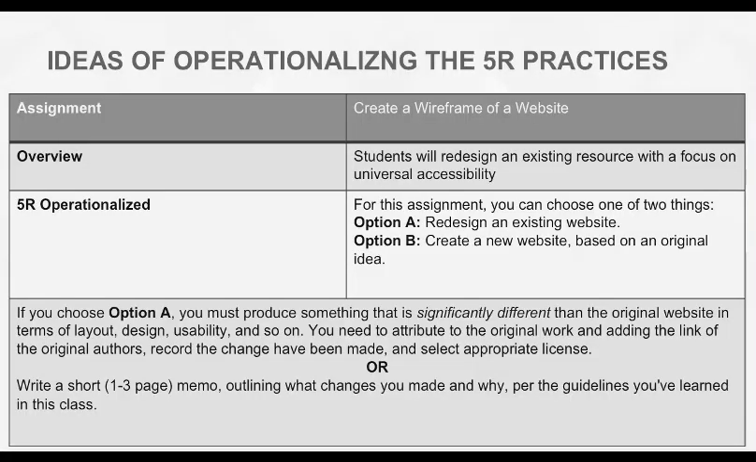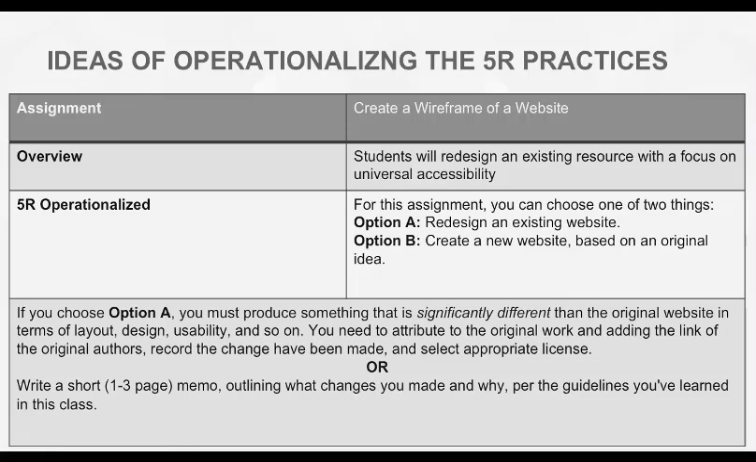Here are some thoughts and ideas about how the 5R can be operationalized and integrated in teaching and learning practices in a course. In this assignment, a student will create a wireframe of a website. They will redesign an existing resource with a focus on universal accessibility. Students can choose one of two things. Option A, to redesign an existing website. Option B, to create a new website based on the original idea.